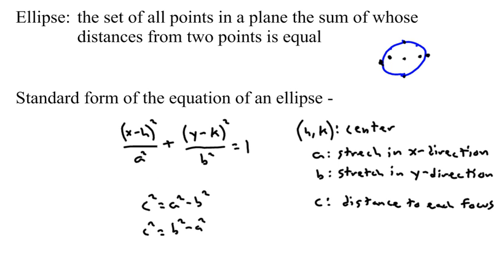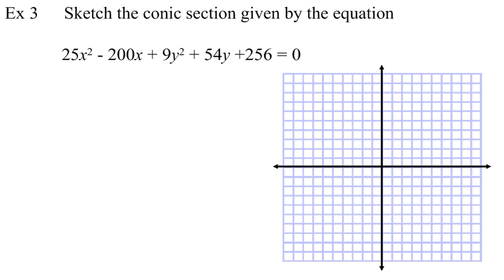Okay, so let's jump into our final example with today's notes. Sketch this conic section. Now, again, it looks pretty complicated, but we're going to write it in standard form. And we can tell it's an ellipse because you have an x squared plus a y squared. But notice you have coefficients in front of x squared and y squared that are not equal. Meaning your stretch in the x and y direction will not be the same. Okay, so let's write this in standard form. Just like with the circle, we're going to group the x's together and group the y's together.